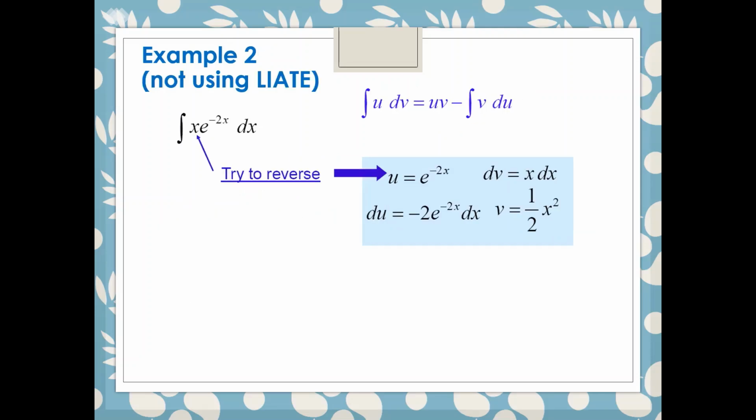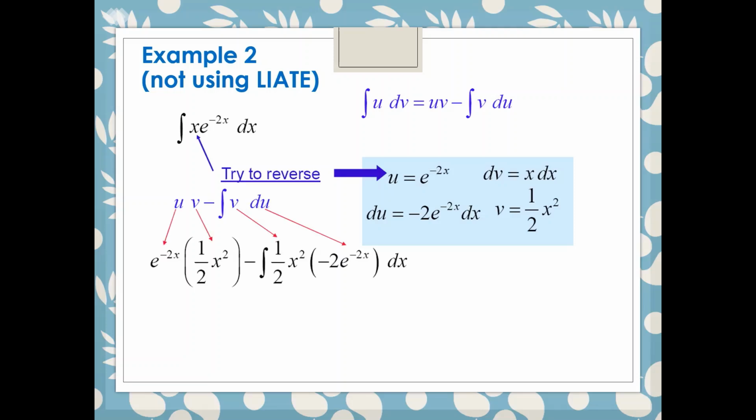What would happen if we don't use LIATE? Now let's take the same example. Integrate x e to the negative 2x dx. Try to reverse the u and dv. Now take u equal to e to the negative 2x and dv as x dx. Differentiate the u, you'll get negative 2 e to the negative 2x, and integrate the dv, you'll get x squared over 2. Substitute accordingly into the formula and simplify.